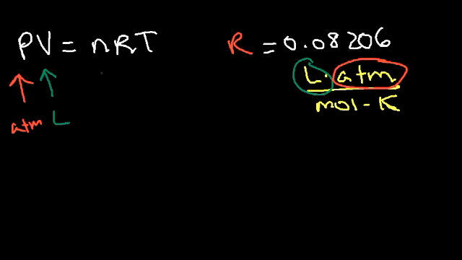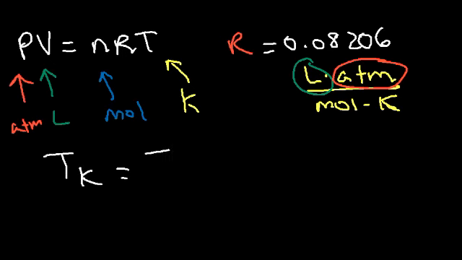Now n, of course, is going to be in moles. So that's not going to change. And the temperature has to be in Kelvin. For all of the gas law equations, make sure the temperature is in Kelvin. Now, to convert the temperature to Kelvin, it's the Celsius temperature plus 273. You can make it 273.15 if you want, but adding 273 will suffice.